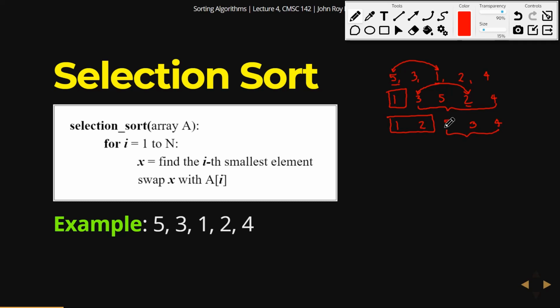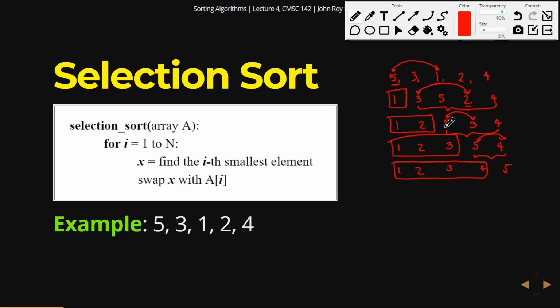And then the third smallest element out of these 3 would be this one. So that would be 3. And we'll swap that with the third element. So they'll be swapped. So that would be 1, 2, 3, 5, and then 4. And now the first 3 items are sorted. And then we'll continue with this. So the fourth smallest element is 4. We'll swap these 2. And then that would be 1, 2, 3, 4, 5. So the first 4 elements are sorted.